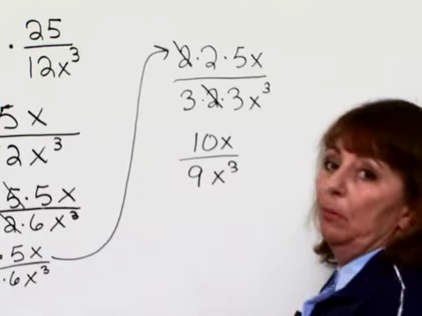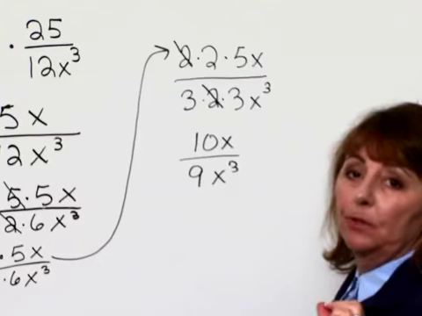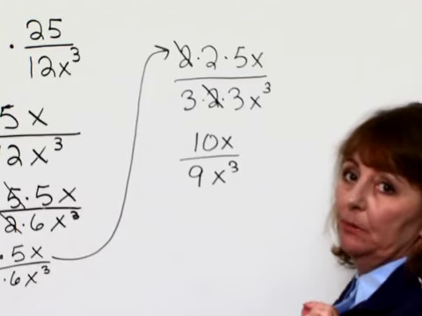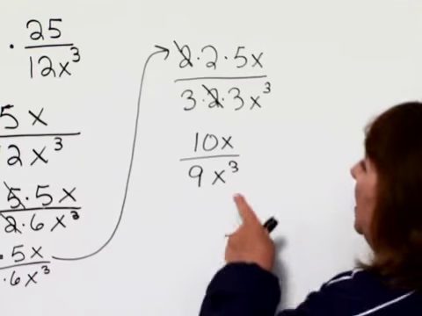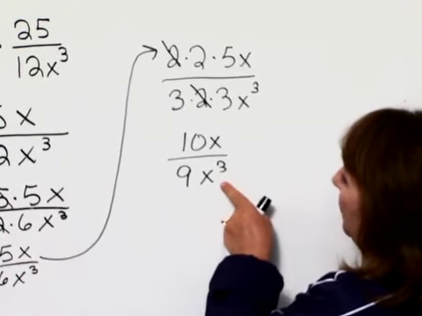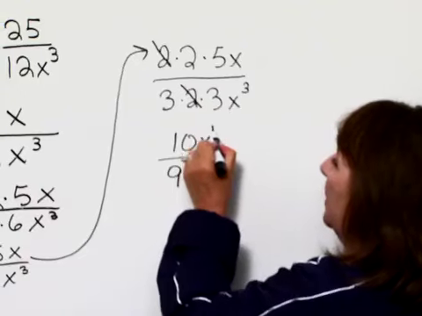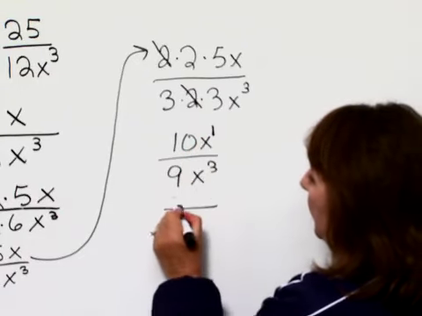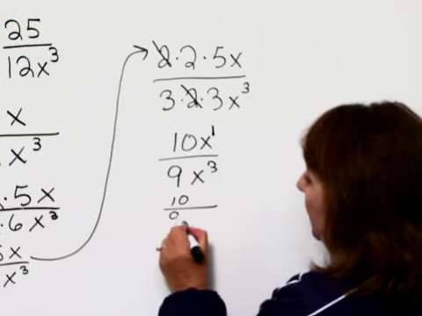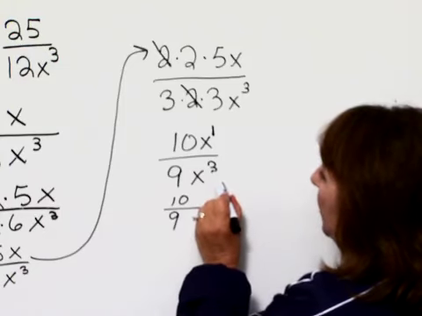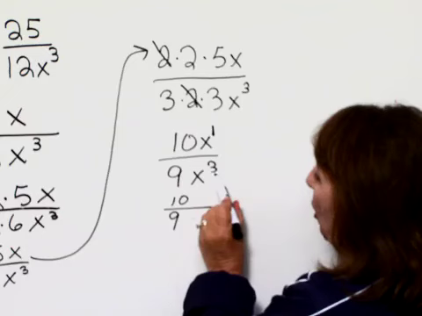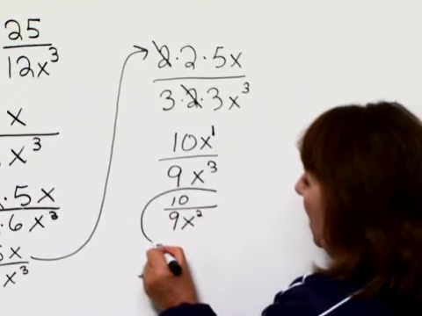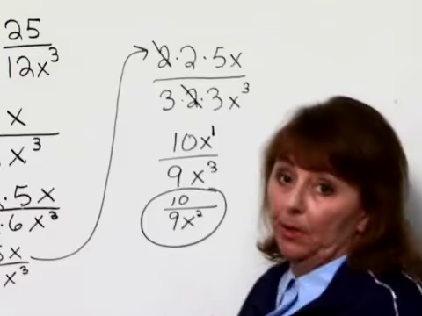We check our numerical part. 10 and 9 is reduced to lowest terms because they don't have a common factor. Always check before you think your answer is finished. Now we have to work with our variable factor. Again, writing the 1 up here helps. We know that this is the quotient rule and we subtract. So we have our 10 in the numerator, 9 in the denominator, and 3 minus 1 is 2, since the larger exponent is in the denominator, x squared in the denominator, and our answer is 10 over 9x squared.